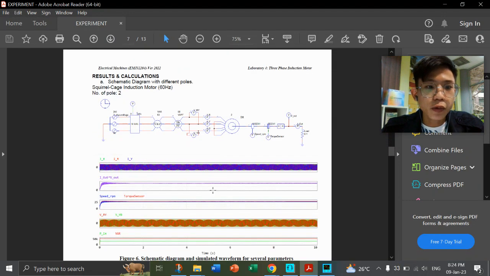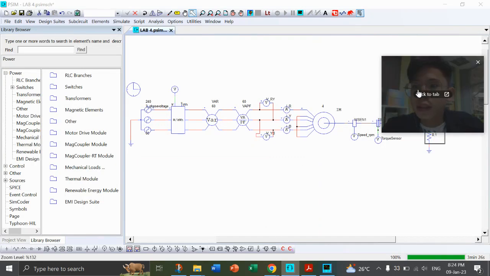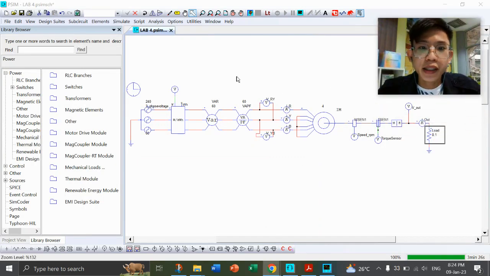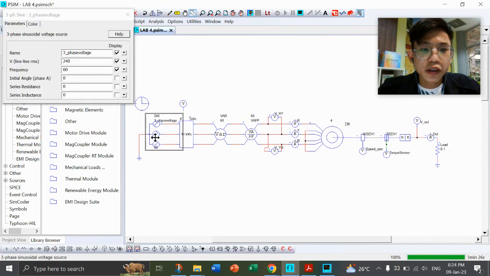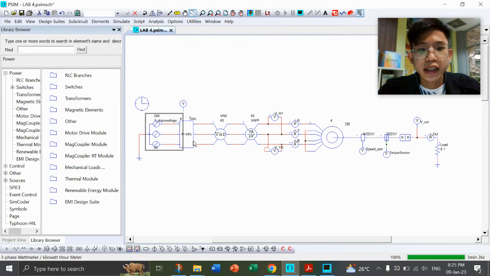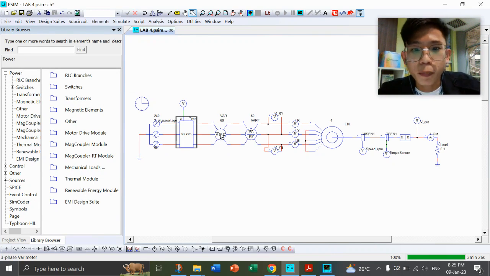As you can see, we will be having the schematic for 2 poles, 4 poles, and 6 poles. This is my schematic that I ran in PSIM. This is the three-phase incoming voltage with the line voltage of 240, which is your terminal input voltage, and the frequency of 60 hertz. This is your wattmeter to measure the input power, your active power. Your VAR meter measures your reactive power, operating at 60 hertz frequency. Then your line voltages, red-yellow and yellow-blue, and your line current.